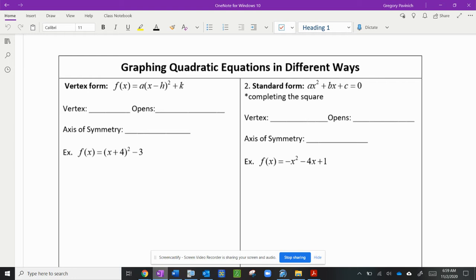So on this INB, you have 3 graphs that we're going to work with. If you just glue one on the left side, one on the right, then when we're done graphing, we'll use the graphs on the other page to graph the quadratics.